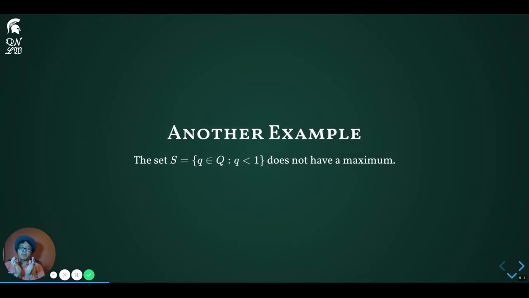Let's give one final example for this lecture. Here, S is the set of all rational numbers strictly smaller than 1. I claim it has no maximum. We will give two proofs of this fact. The first proof, we will use the Archimedean property. The second proof, we will work directly with the numbers.